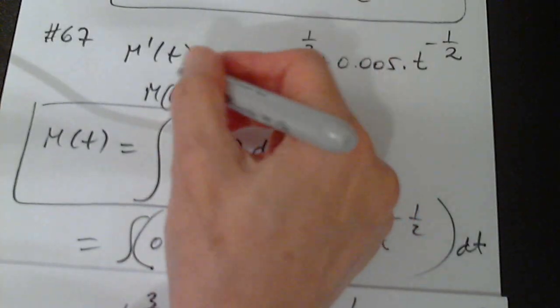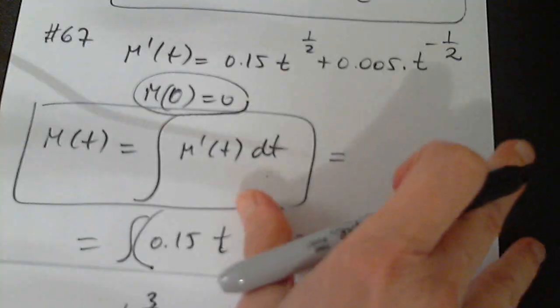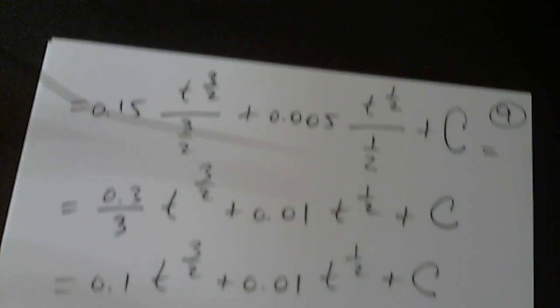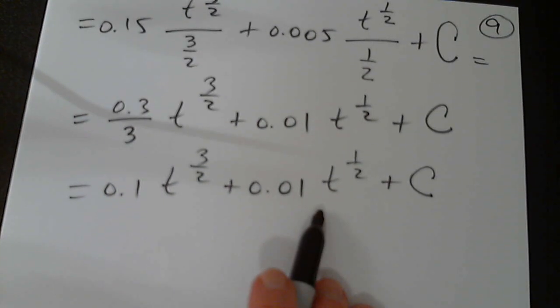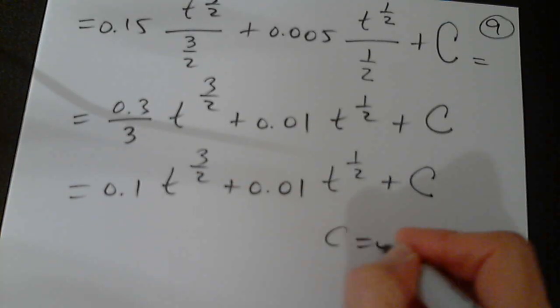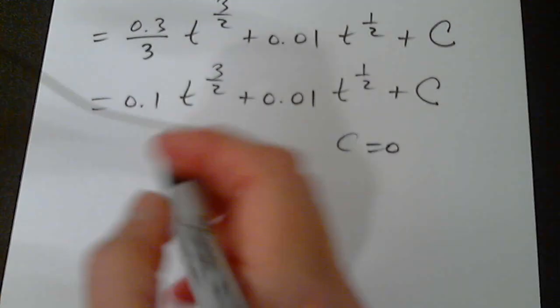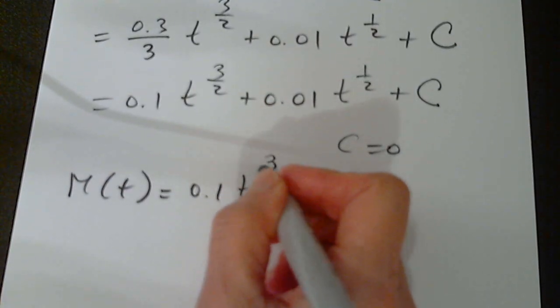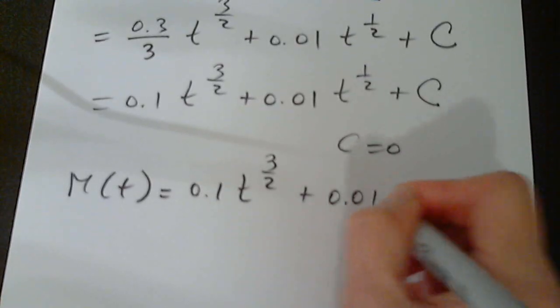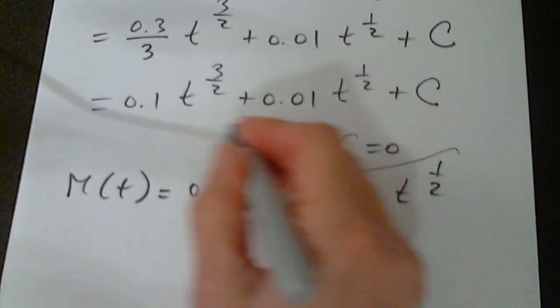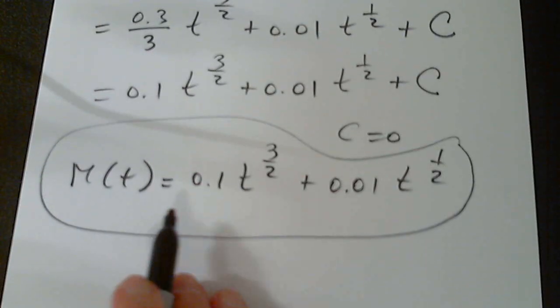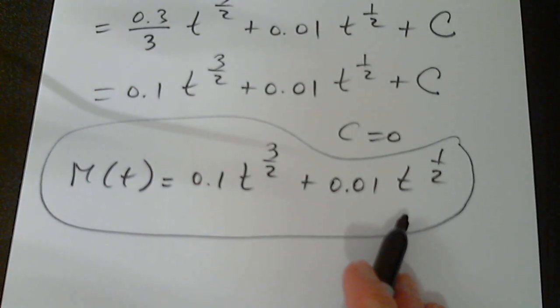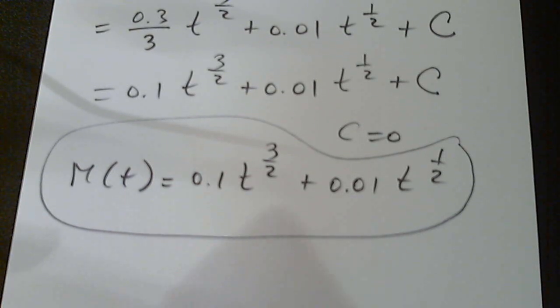When I simplify, I get 0.1 t to the 3/2 plus 0.01 t to the 1/2 plus a constant c. But I am told that M of 0 is 0, so c is 0. Then the function was determined as 0.1 t to the 3/2 plus 0.01 t to the 1/2. This is the function that gives us the number of words memorized, not the rate of change. We were given the rate of change.